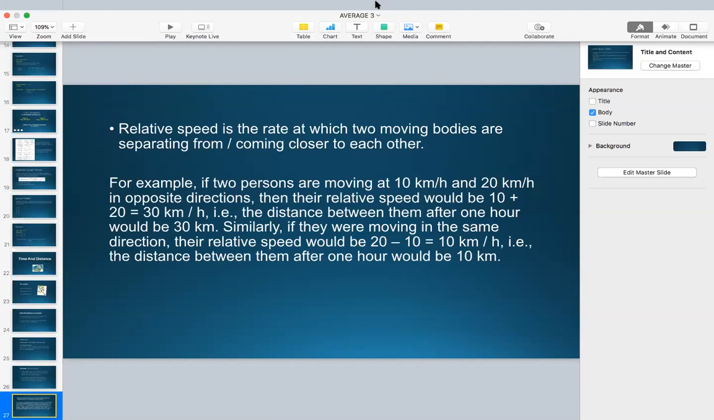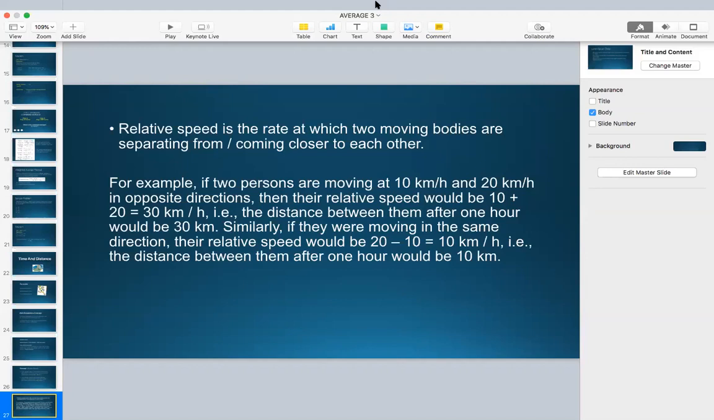Let's simply assume that you and your friend were standing at the same point and you started moving in opposite direction. Let's say you moved at a speed of 10 kilometers per hour and your friend moved at a speed of 20 kilometers per hour. So after 1 hour, what will happen? You will cover 10 kilometers and your friend will cover 20 kilometers.